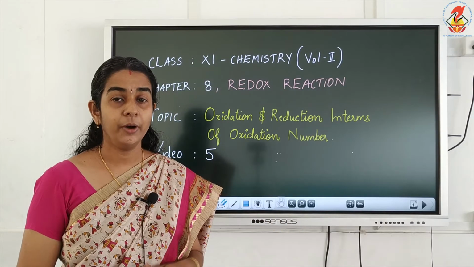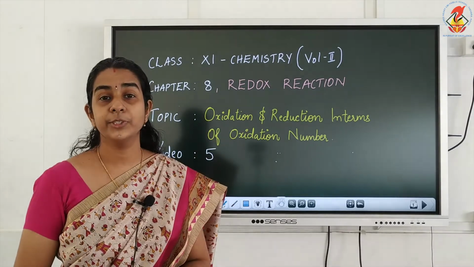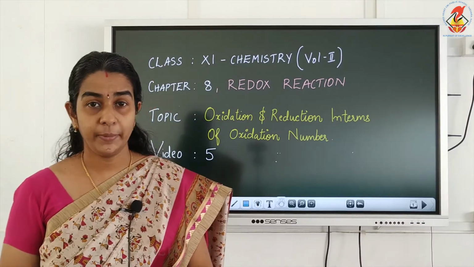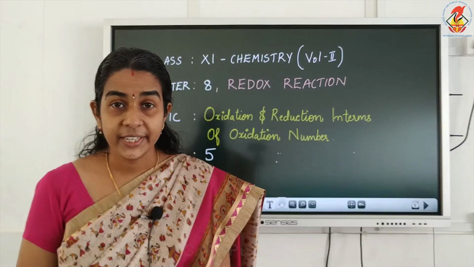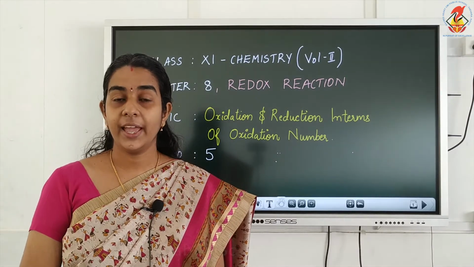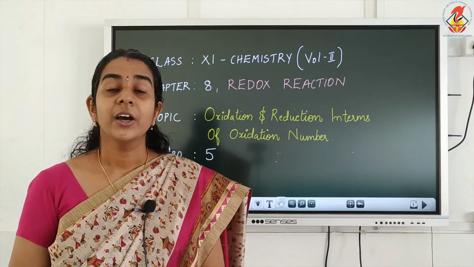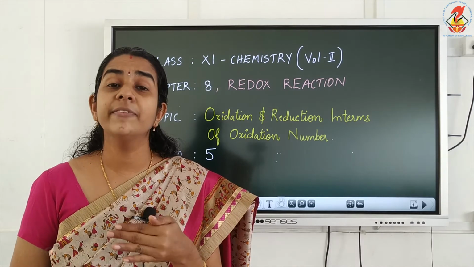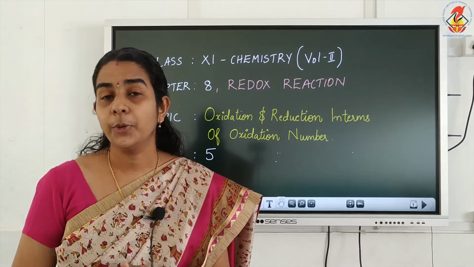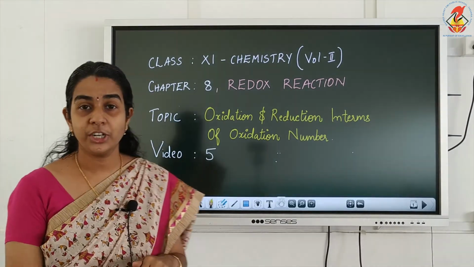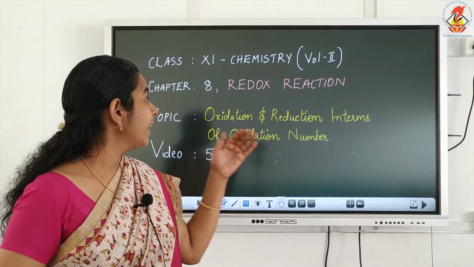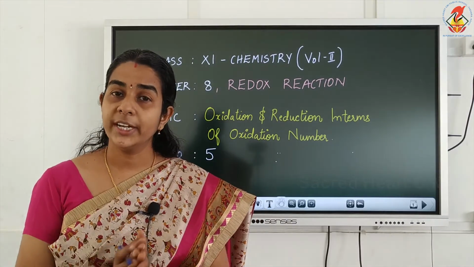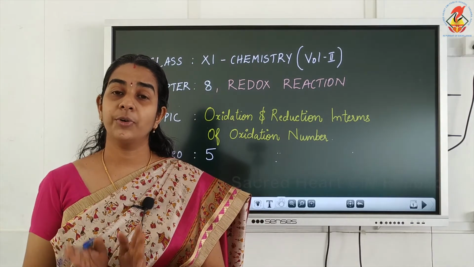Today we are going to study oxidation and reduction in terms of oxidation number. In the previous videos we have already studied what is meant by oxidation and reduction reactions, and also how to assign the oxidation number of an atom or an element in a given equation. So we know oxidation is the losing of electrons, and reduction is the gaining of electrons. And we already studied how to assign the oxidation number or oxidation state.